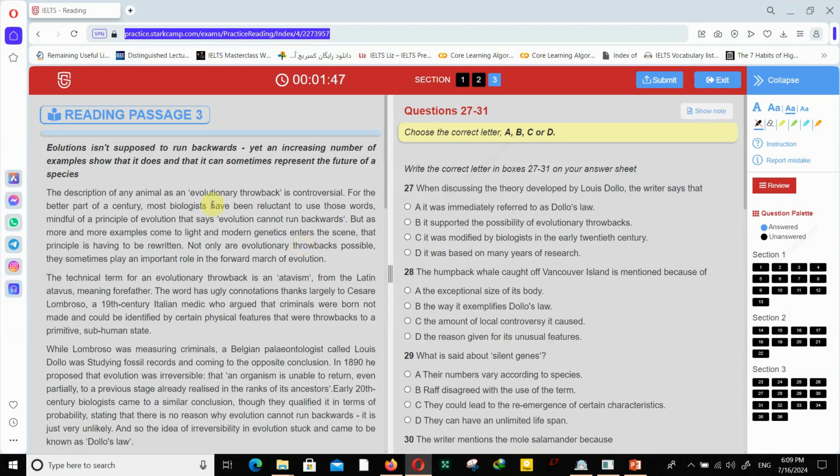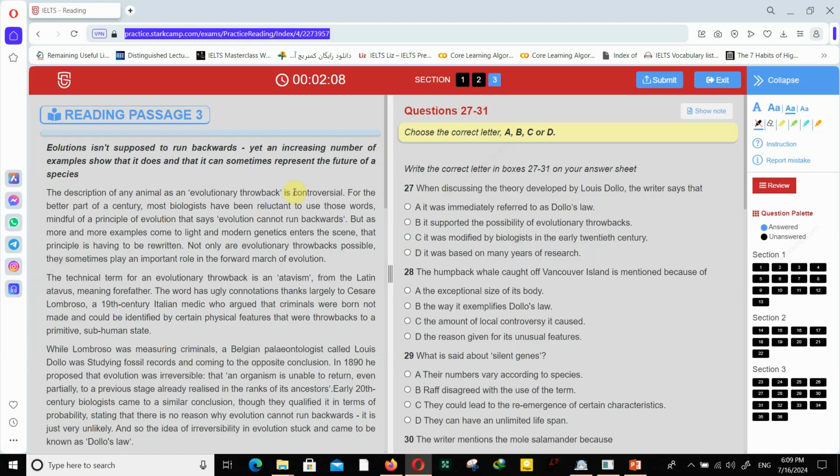I'm using this website startcamp.com and I'm gonna put the link in the description below. This is a great website to make yourself ready, especially if you're an IELTS candidate for computer-based exam. This is a simulation website and this is a great website to practice these IELTS tests.